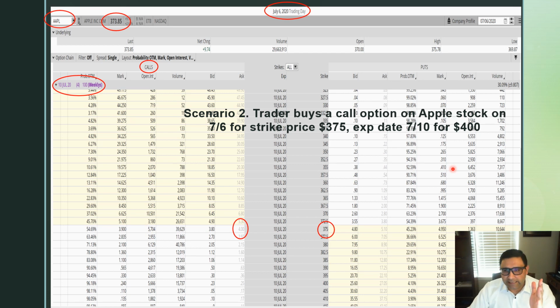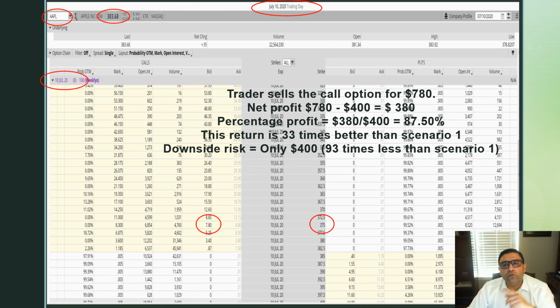by Friday, July 10th. So now let's go to July 10th and see how the math is going to work out. As you can see here on the top, this is July 10th, Friday. Apple is still there in the corner, but now the stock price has changed. Apple is trading at $383 right now. And now look here, it's still the 375 call option that you bought.